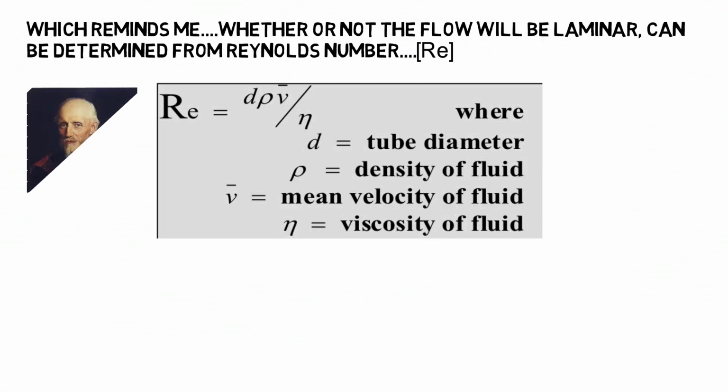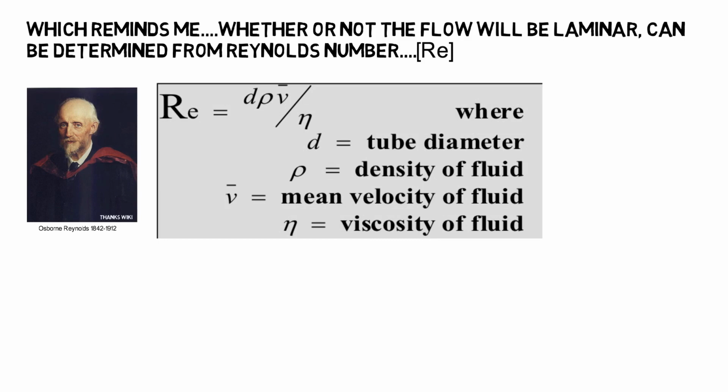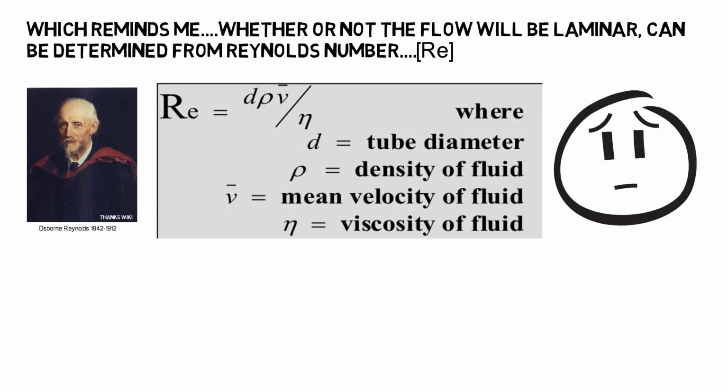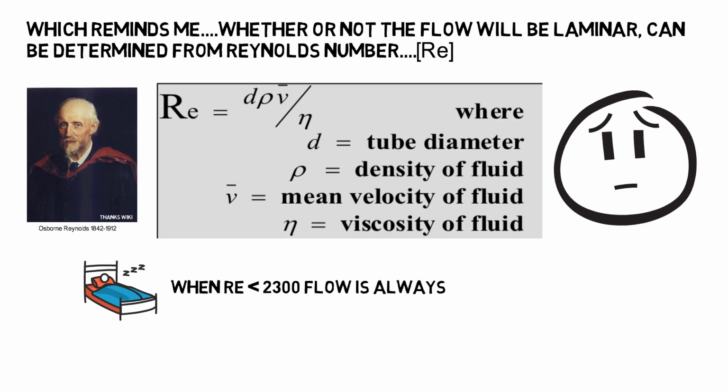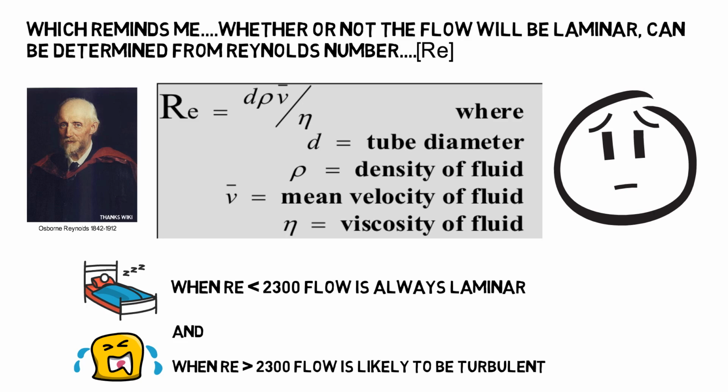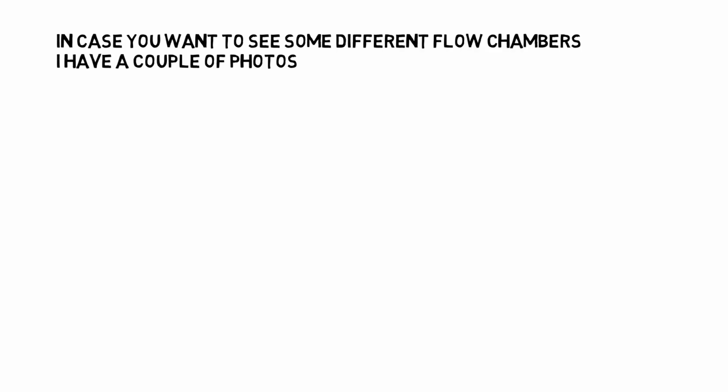Whether or not the flow will be laminar can be determined from Reynolds number. It's not as complicated as it might look. It basically says that laminar flow, which means stable flow to all intents and purposes, is a function of the diameter of the tubing, the density and the viscosity of the fluid, and the fluid's velocity. Reynolds determined that when Re was less than 2300, which by the way is a dimensionless number, flow is always laminar. But when it exceeds 2300, flow is likely to be turbulent, something we do not want to have in our flow cytometer.